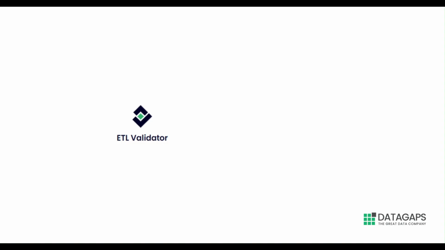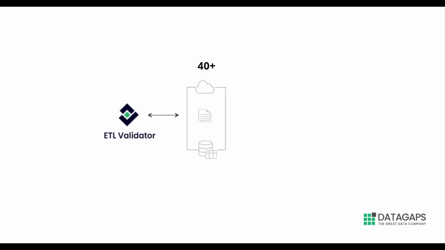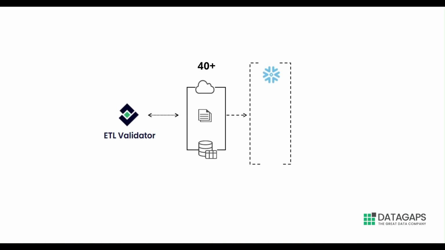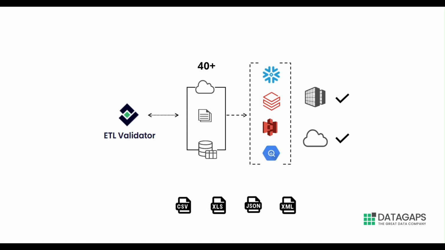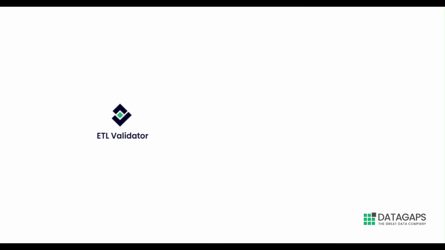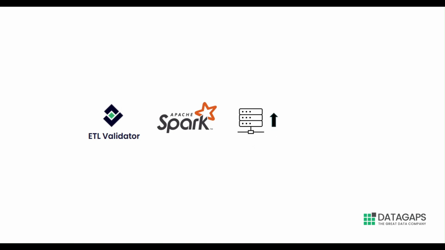ETL Validator connects to over 40 data sources, including popular platforms like Snowflake, Databricks, AWS S3, and Google BigQuery. It also supports all major file types. Powered by Apache Spark, it's built to autoscale, handling millions to billions of records with ease.